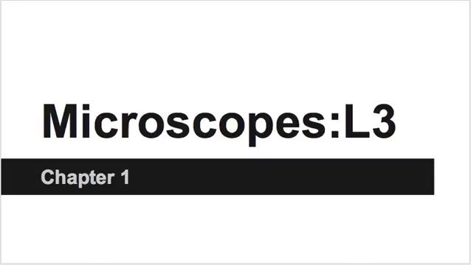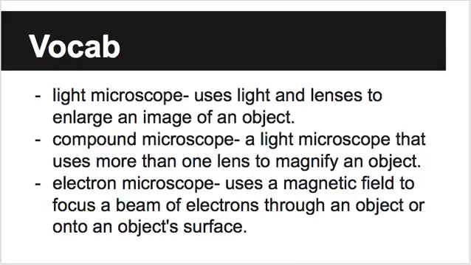All right, microscopes is lesson 3 for chapter 1. Vocab. We have light microscopes. Those use light and lenses to enlarge an image of an object. Compound microscopes are light microscopes that use more than one lens to magnify an object. Electron microscopes use a magnetic field to focus a beam of electrons through an object or onto the object's surface.